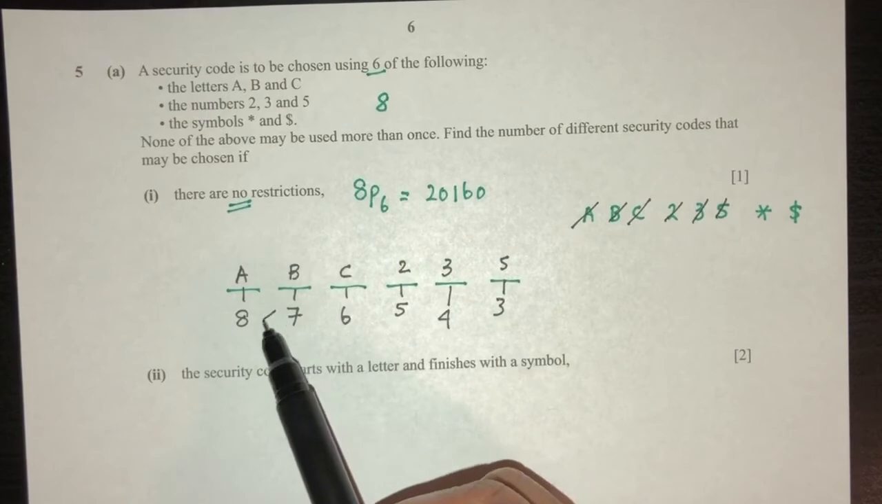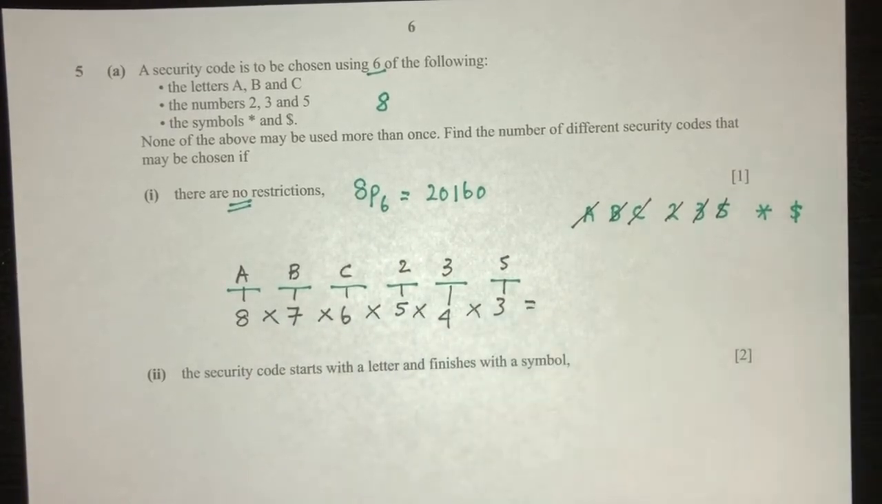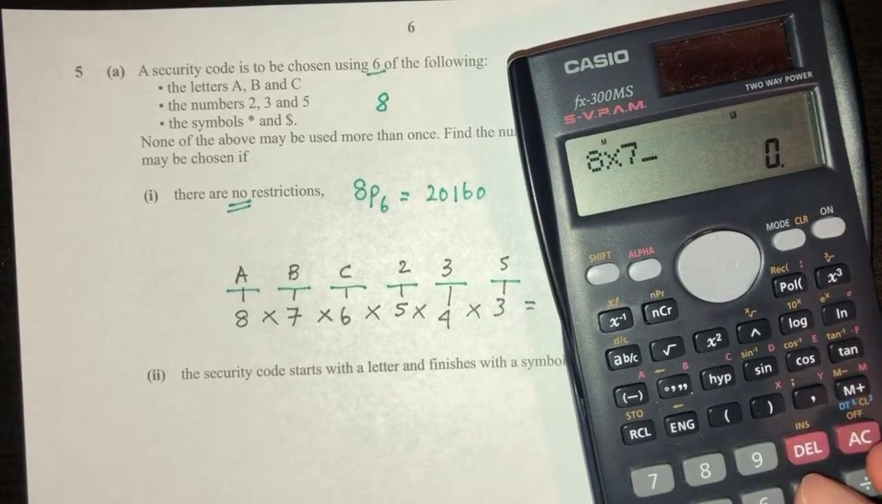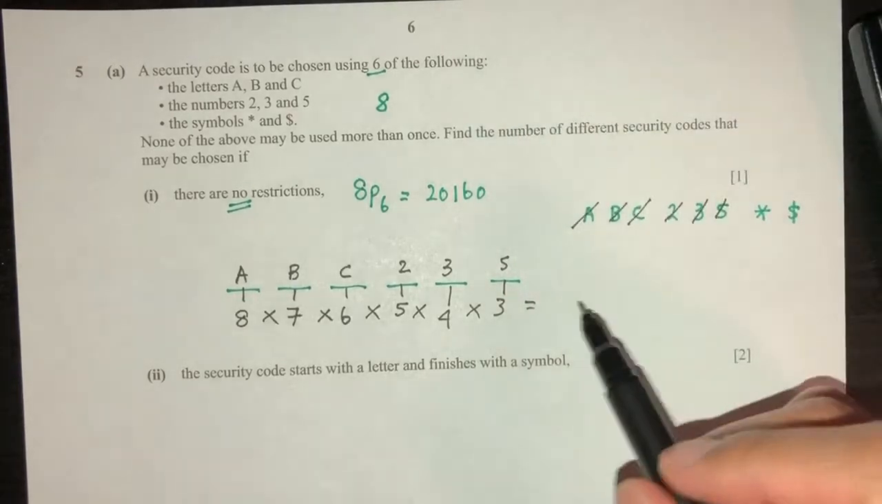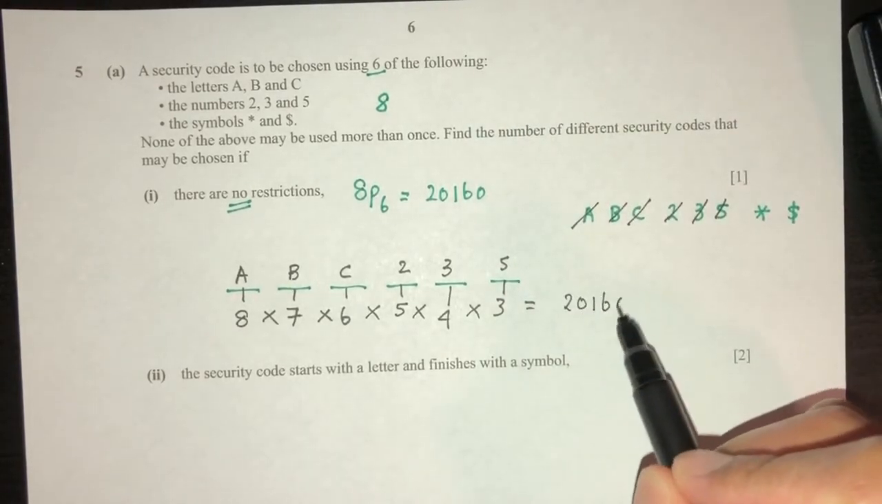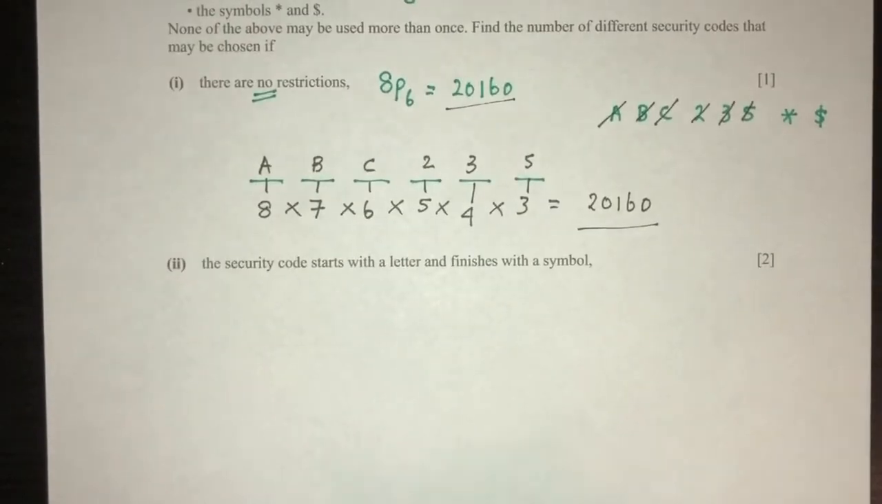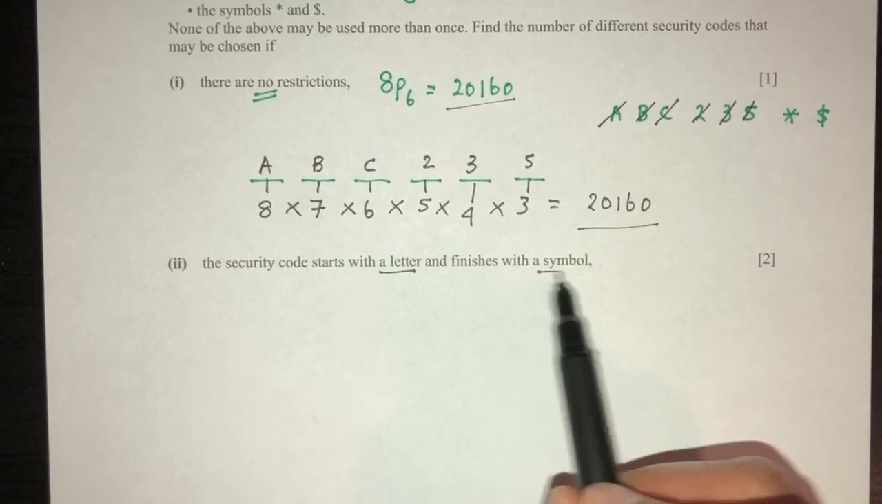So your number of ways, you have to multiply. You will see you must have the same answer, but let's give it a try. 8 times 7 times 6 times 5 times 4 times 3. That should be 2160. So same as this. Okay. Now for part 2, the code starts with a letter and finishes with a symbol.